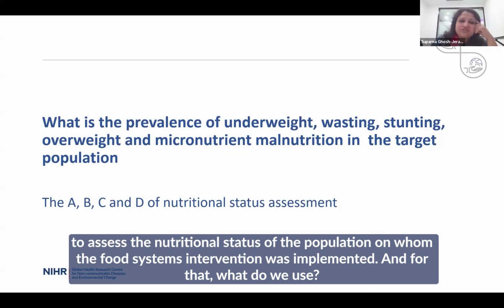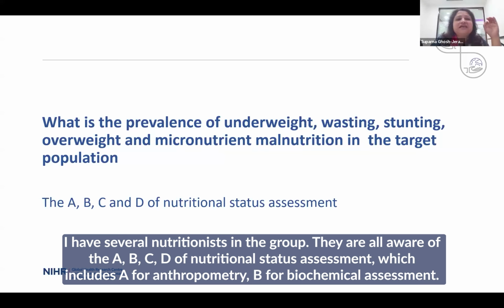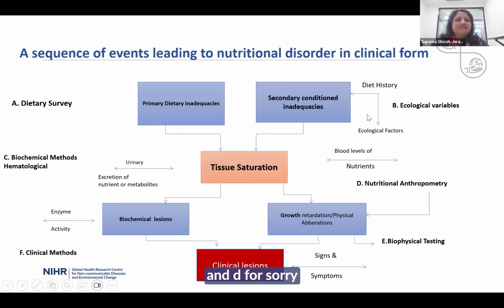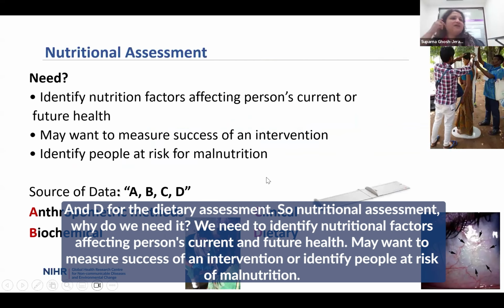I have several nutritionists in the group, and they are all aware of the A, B, C, D of nutritional status assessment, which includes A for anthropometry, B for biochemical assessment, C for clinical assessment, and D for the dietary assessment. So nutritional assessment, why do we need it? We need to identify nutritional factors affecting a person's current and future health, may want to measure success of an intervention, or identify people at risk of malnutrition.